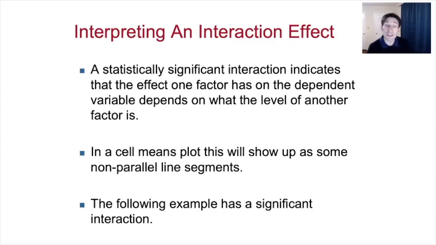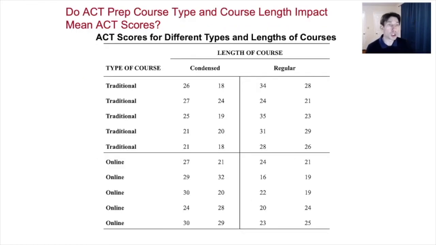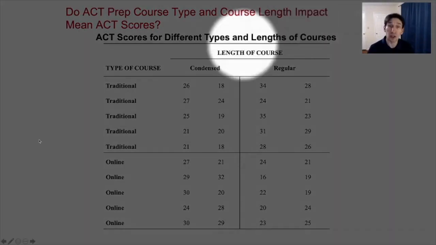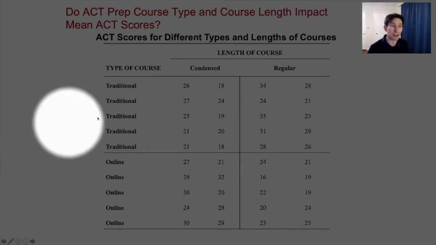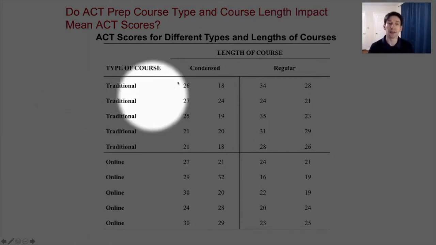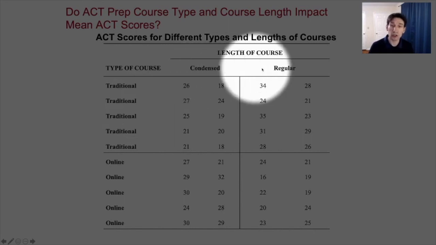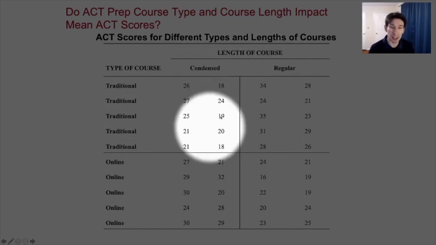To understand this, let's do an example where we do have a significant interaction. So the question is, do ACT prep course type and course length, those are my 2 factors, do they impact mean ACT scores? Now we have the 2 factors, and we also want to check the interaction of the 2 factors. So here is our data. This is our A factor, traditional versus online. This is our B factor, condensed course versus regular course. And here is our data.